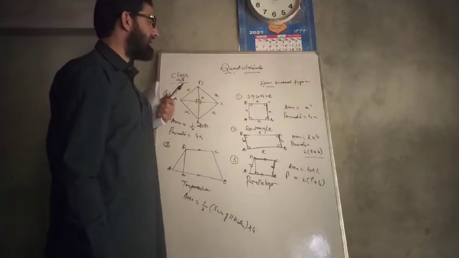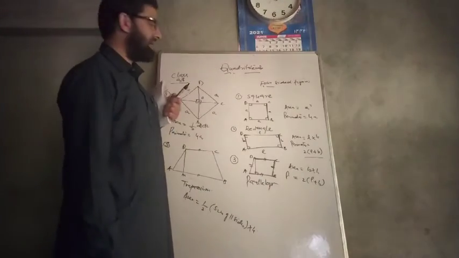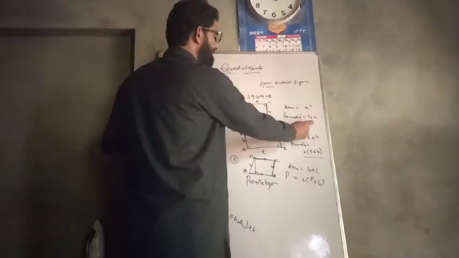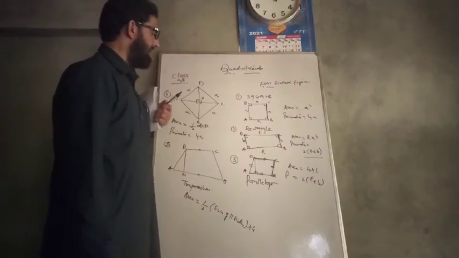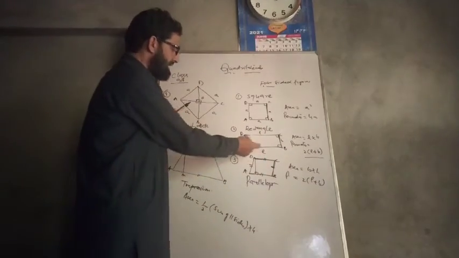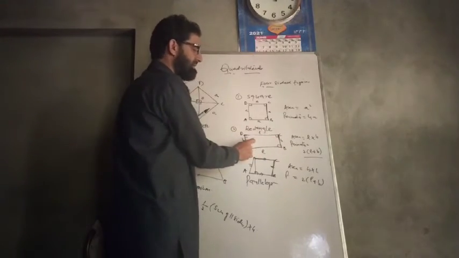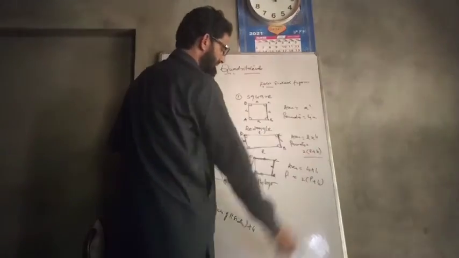So a square is a quadrilateral in which all sides are equal and all angles are equal to 90 degrees. Its area is given by side squared and its perimeter is given by 4 into side. Then the second quadrilateral is the rectangle. A rectangle is again a four-sided figure in which all opposite sides are equal and each angle is equal to 90 degrees. Its area is given by length into breadth and perimeter is 2 into (L plus B).